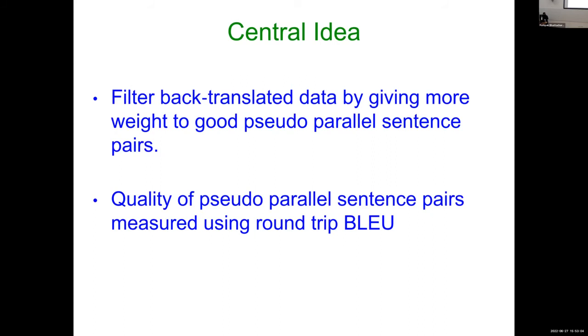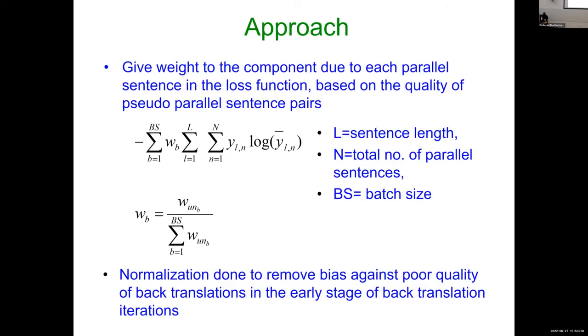The central idea is to filter the back-translated data by giving more weight to good pseudo-parallel sentences. So what do we mean by good? We modified the standard cross-entropy based loss function by adding a weight, this WB, which is based on the BLEU score. It's a kind of feedback.